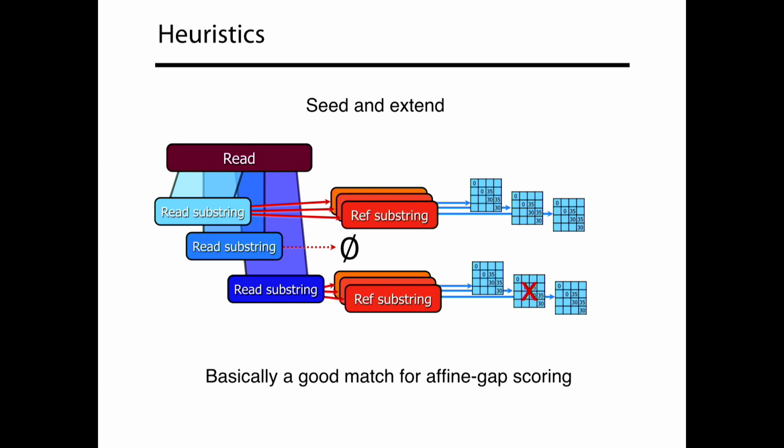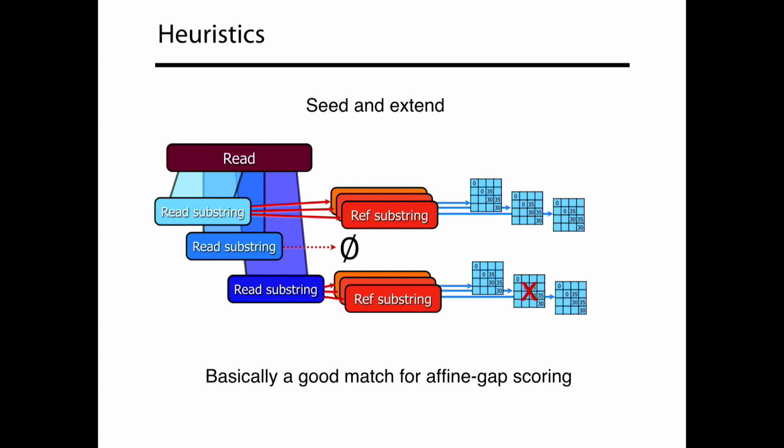Side by side with the scoring scheme is its cousin, the heuristics used in the actual alignment algorithm. The typical heuristics are seed and extend, or variations on the theme of seed and extend. Seed and extend and affine gap penalty go fairly well together. They've evolved together, so they're basically a good match.